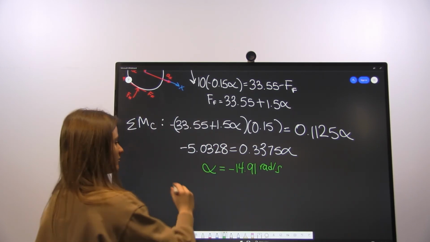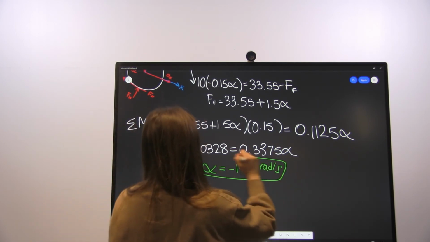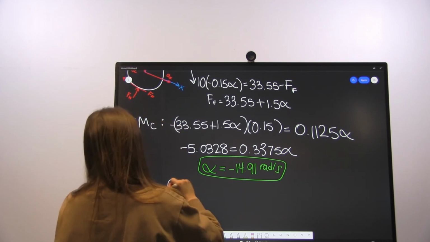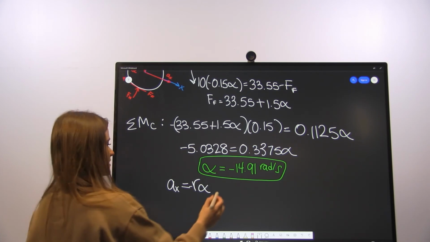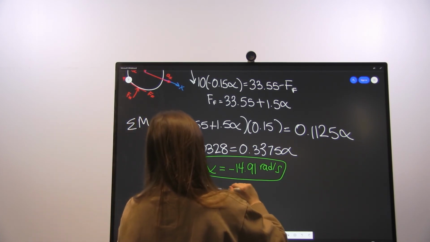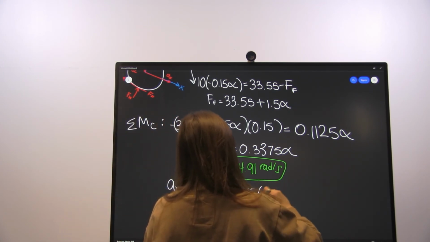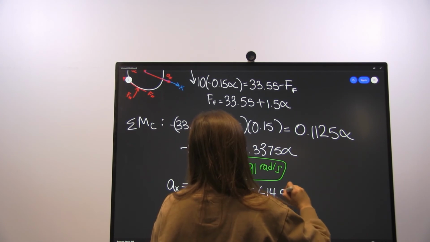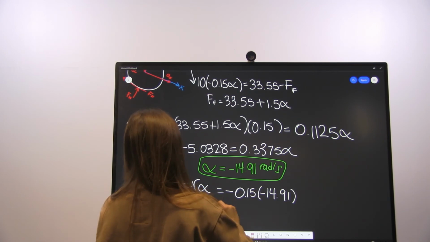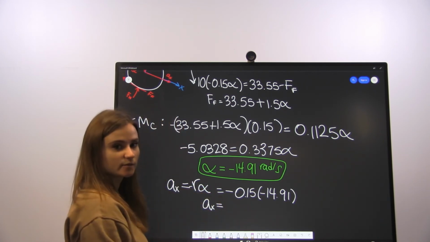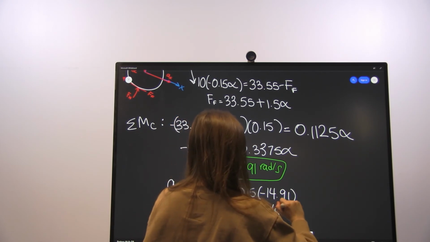So we can plug our angular acceleration back into ax is equal to negative r times angular acceleration, and this gives us negative 0.15 times negative 14.91, and we get acceleration in the x direction is equal to 2.24 meters per second squared.